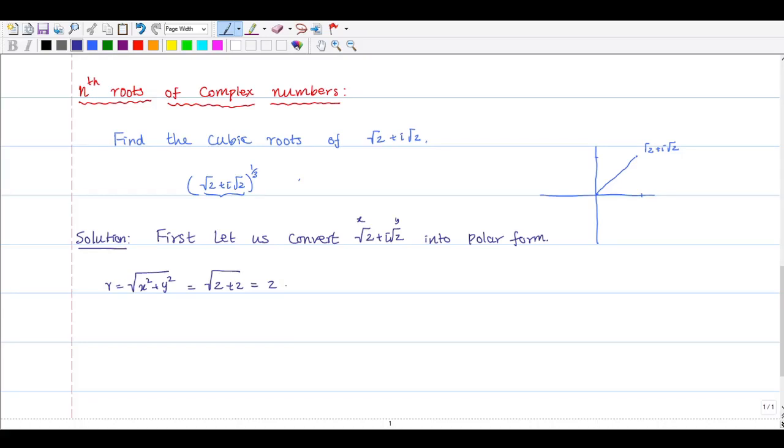r வந்துருது 2. And theta which is equal to, so it is a first quadrant, அப்போ எனக்கு பிரச்சனையே இல்லை. That is equal to tan inverse of root 2 divided by root 2. Okay, so that is equal to 1. Tan inverse of 1 வந்து என்னது? This is equal to pi by 4. Okay, tan inverse of 1 which is nothing but pi by 4. இதுல ஏதாவது டவுட் இருக்கா? So hence this would imply that root 2 plus i root 2 is equal to 2 e to the power i pi by 4.